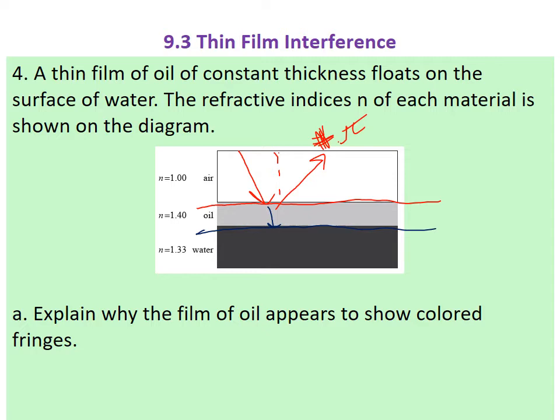So it just continues straight on through. It reflects off, there's no phase change, and then it refracts once again. And then these two waves, the blue and the red, are going to interfere with each other in air. When you have the colored fringes, that's where they interfere constructively. When there are black fringes or dark patterns, that's where you have destructive interference.